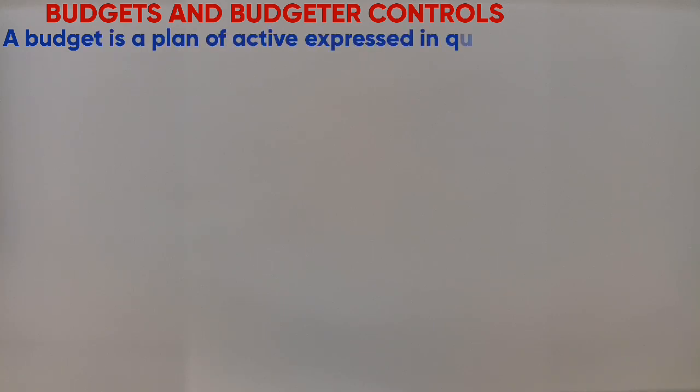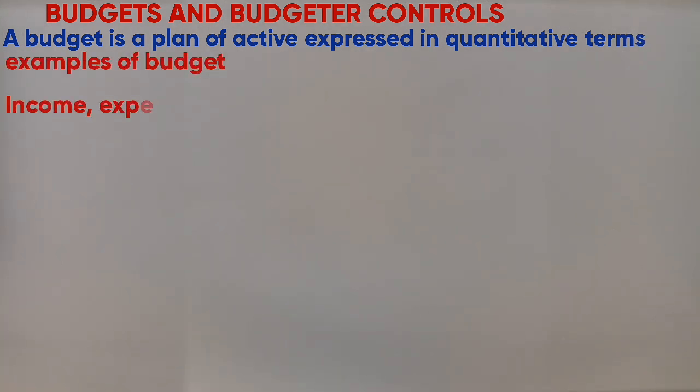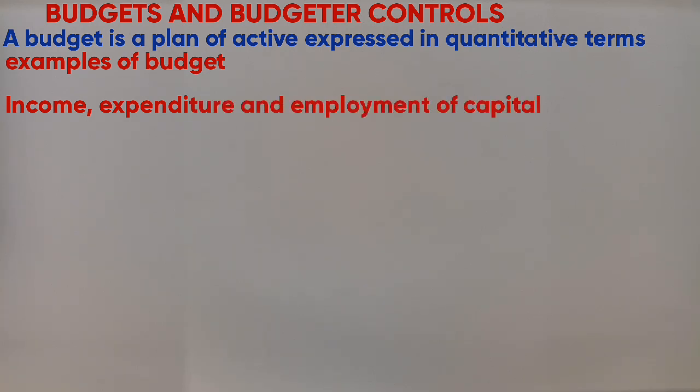Now, I want to take you through budgets and the budgetary controls. We make a brief introduction on budgets and budgetary controls. When you talk about a budget, what do we mean by a budget? A budget here simply means a plan of action phrased in quantitative terms. So this budget includes income, expenditure, as well as employment of capital.